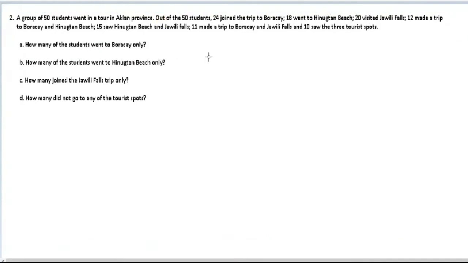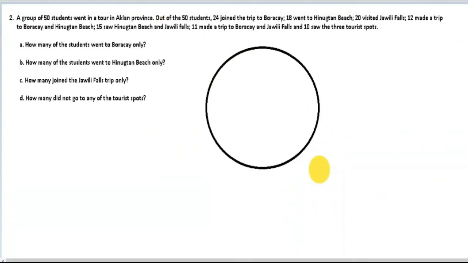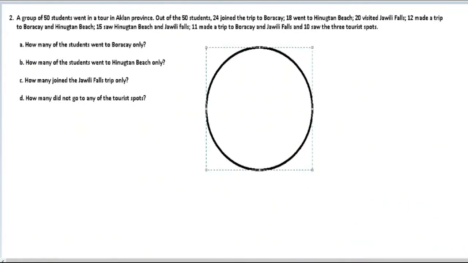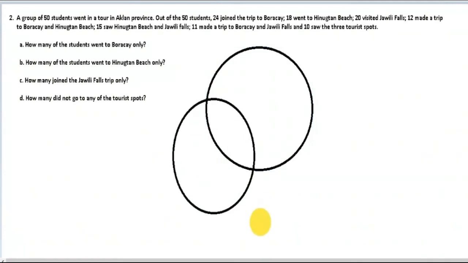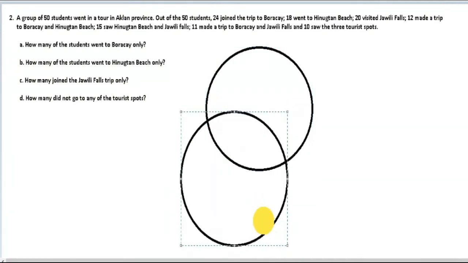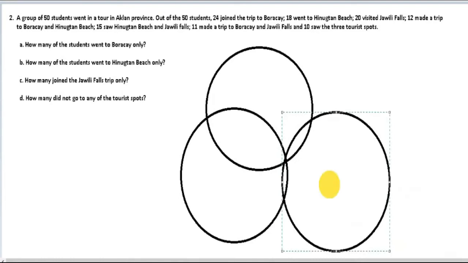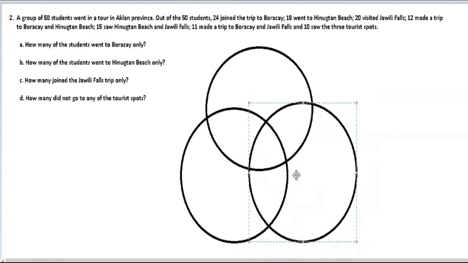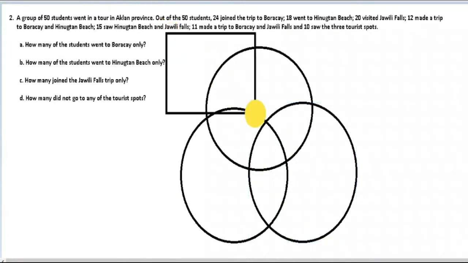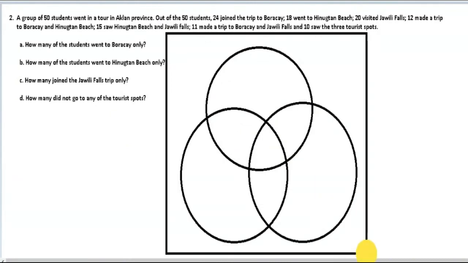Okay, so the problem is a little bit complicated because we have already three sets. We have Boracay, Hinugtan Beach, and the Hawili Falls. Therefore, we have to draw three circles. 1, 2, 3. The three intersecting or overlapping circles. And don't forget to enclose our circles with a rectangle.